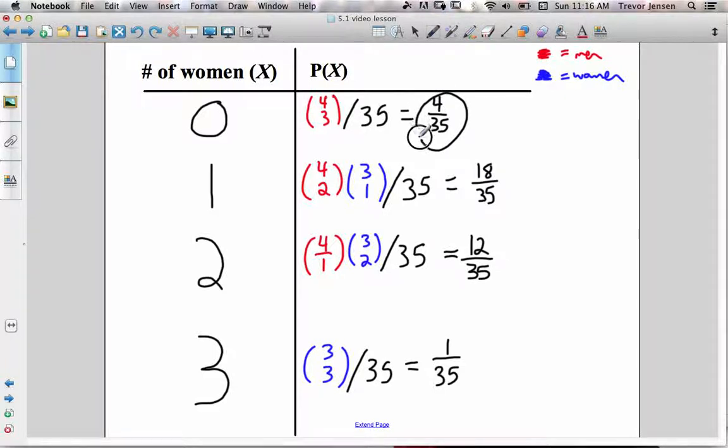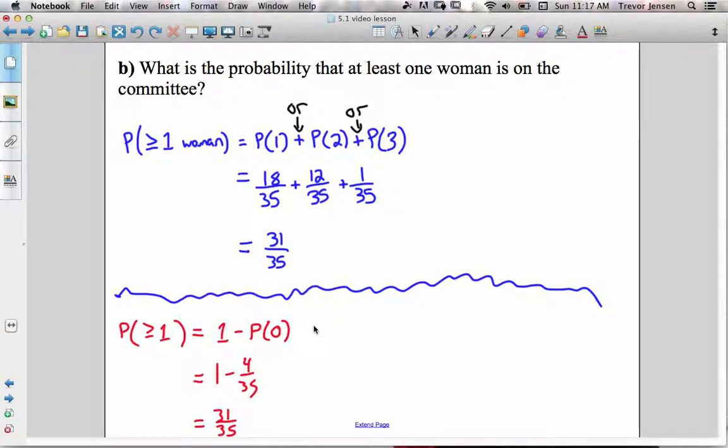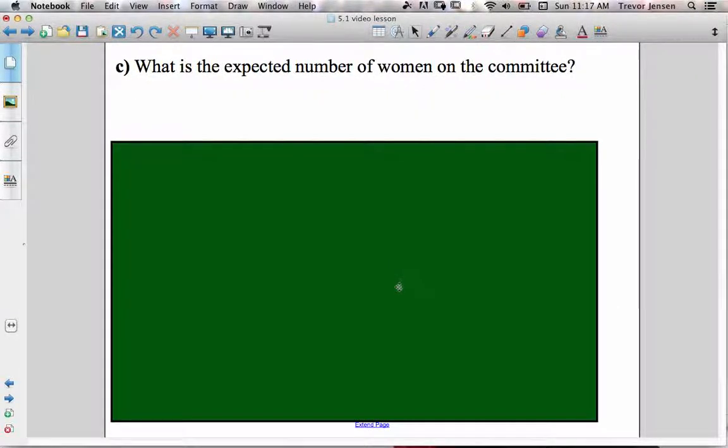This is the only thing that couldn't happen. We couldn't have 0 women if we're going to have at least 1, so subtract that from 1, or 100%. So 1 minus 4 over 35, that means 35 over 35 minus 4 over 35, which will give us the same answer. Probability greater than or equal to 1: we'll just do 1 minus the probability of not satisfying this, and the only way we can not satisfy it is having 0 women. So 1 minus 4 over 35 equals 31 over 35.